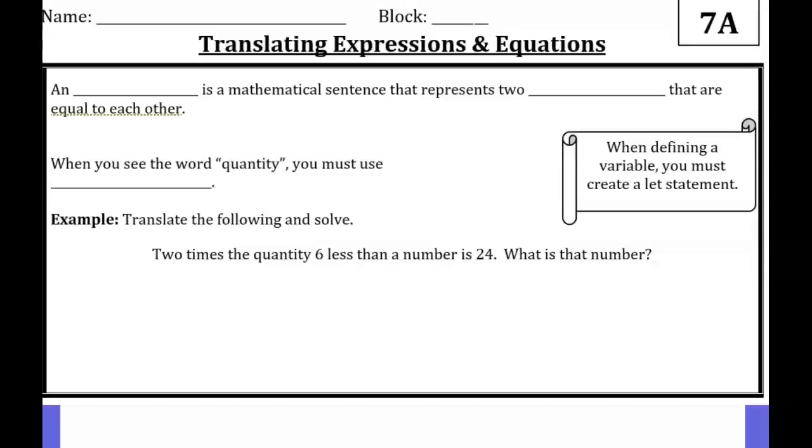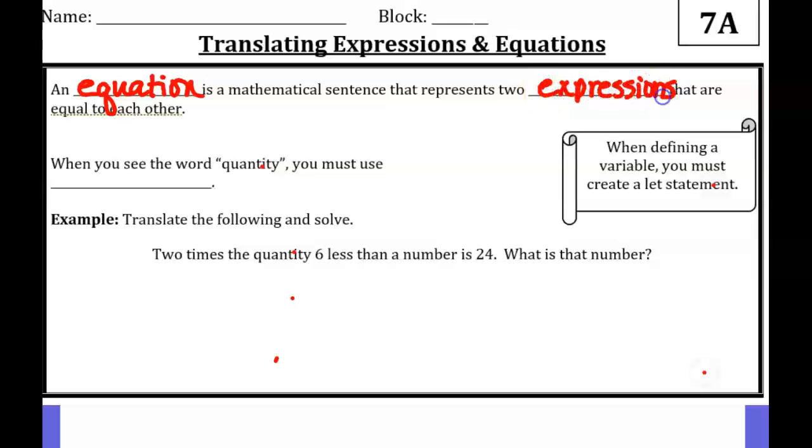Hey guys, welcome back. Today is day 7, and today we're going to learn about translating expressions and equations, which would be word problems. Okay, so we can start out by saying that an equation is actually a mathematical sentence that represents two expressions that are equal to each other.